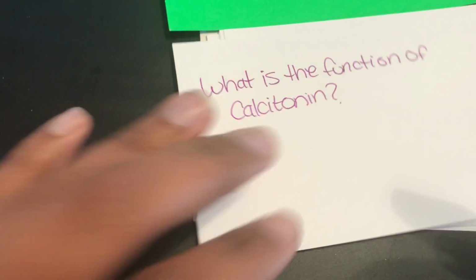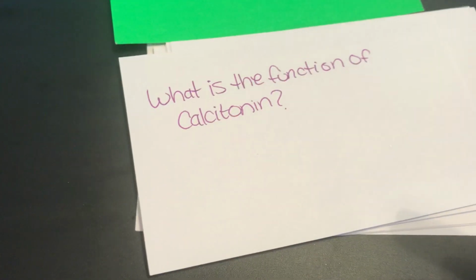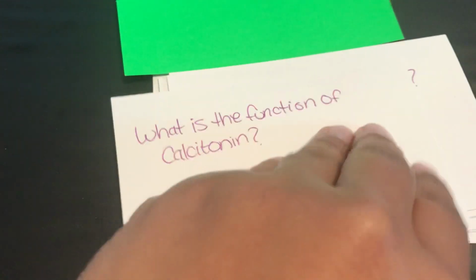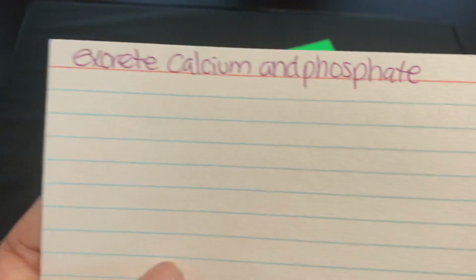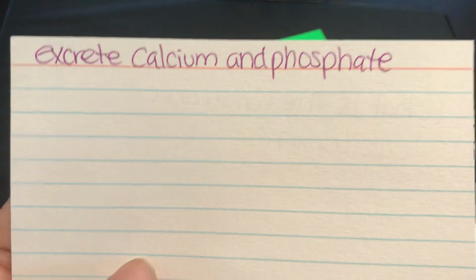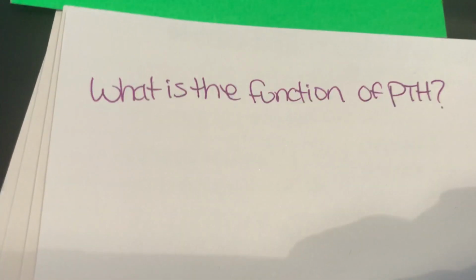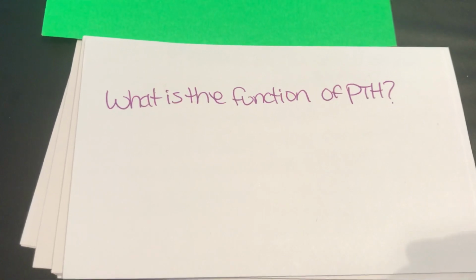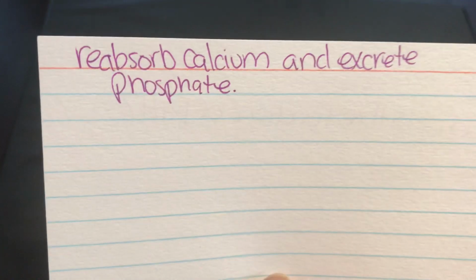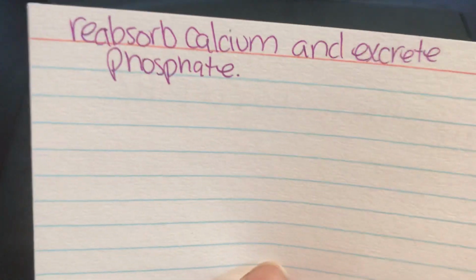What is the function of calcitonin? It excretes calcium and phosphate. What is the function of PTH? It reabsorbs calcium and excretes phosphate.